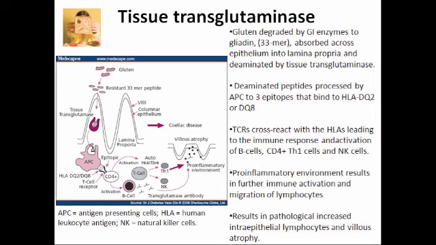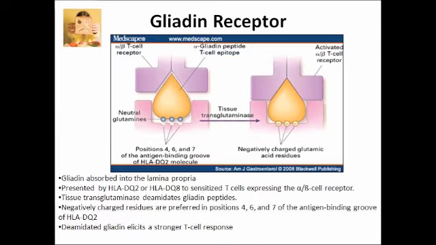Antibodies to the enzyme transglutaminase are found in an overwhelming majority of cases. Here's a close-up of the gliadin receptor. Anti-gliadin antibodies are found in patients with celiac disease.